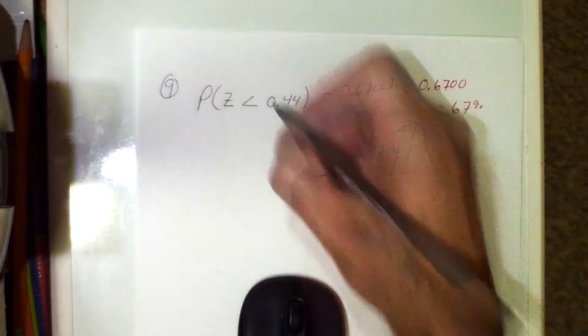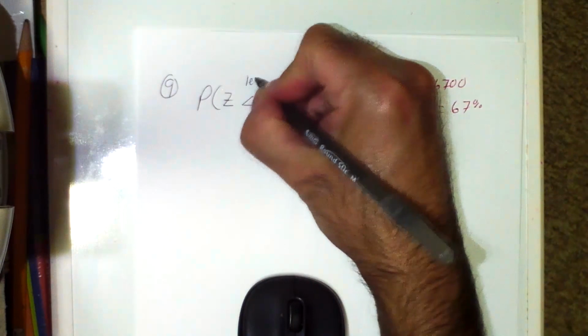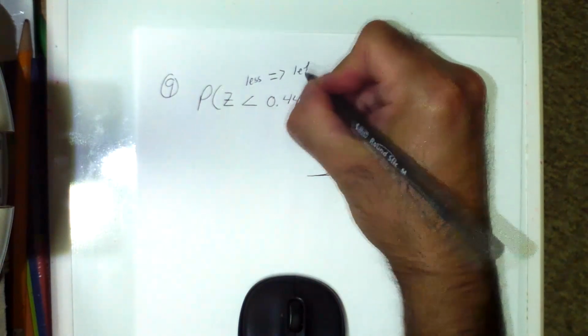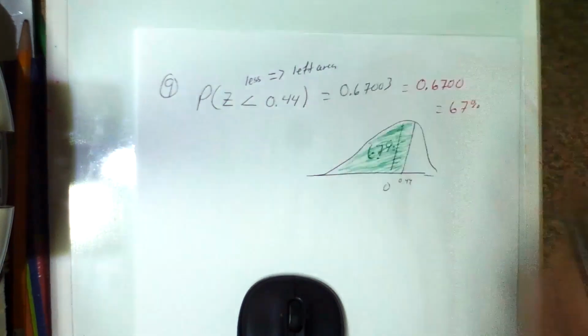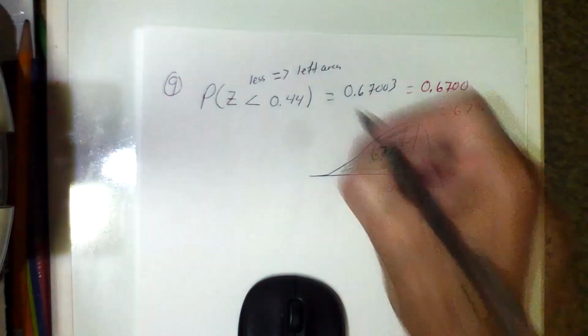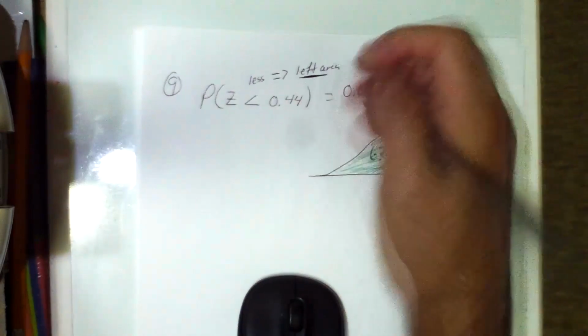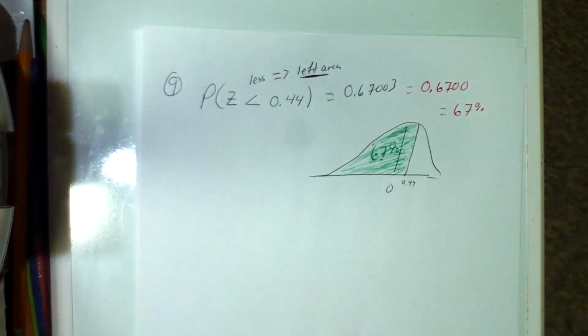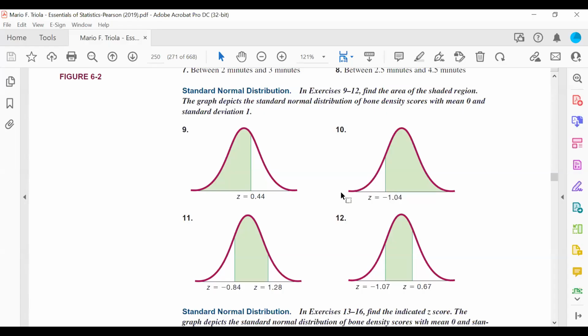So less, remember, less means left area. Remember that. Anytime you see that inequality less than, you have to look at the left area. Okay, let's do number 10. I'm going to try to do one of each.